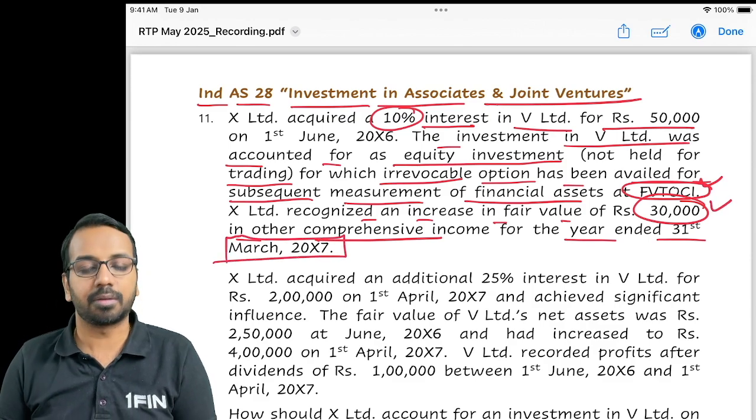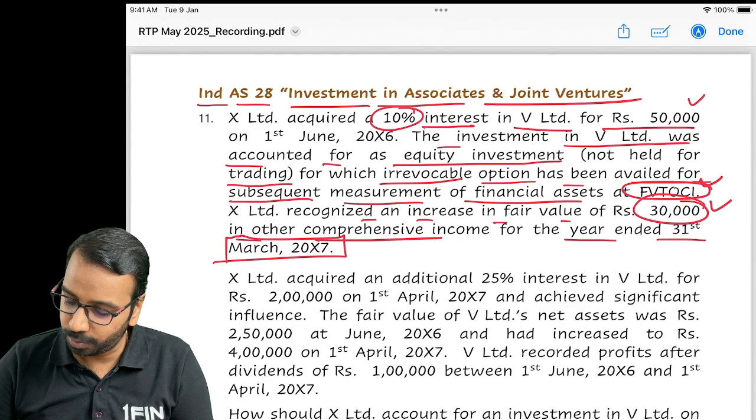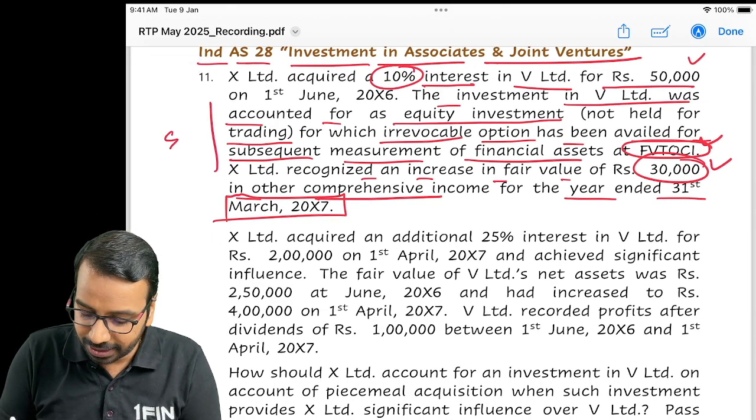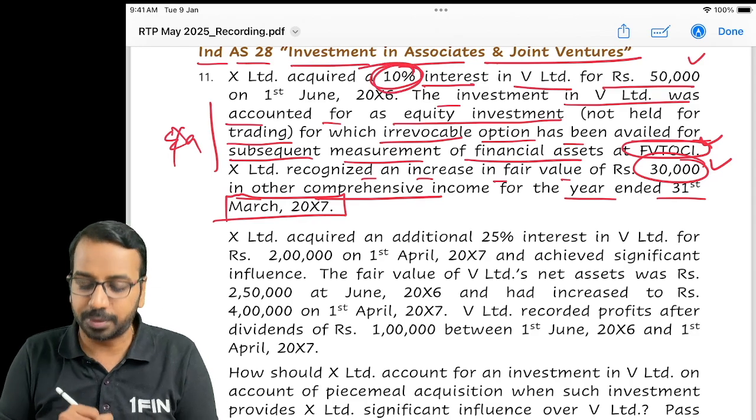So 30,000 of gain has been recognized. Purchase for how much? 50,000. Okay. See, here you are not applying equity method yet because you only have 10% interest, right?